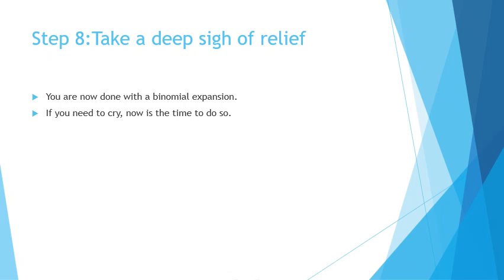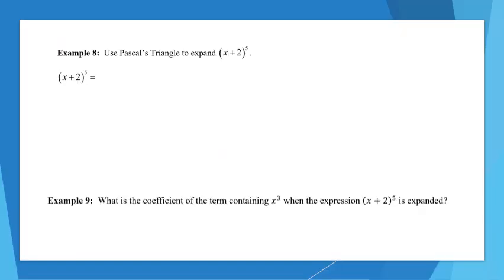All right, now you're done, right? You had that long 2x minus 3 to the 4th. That would have taken forever to FOIL out, but now you just got it done in a matter of minutes, and now you know how to do it for any other binomial in the future. So let's try example 8.